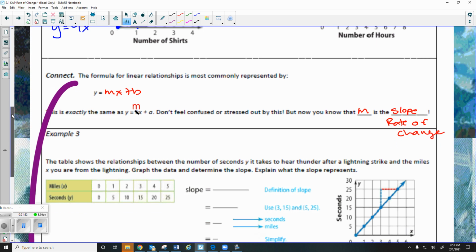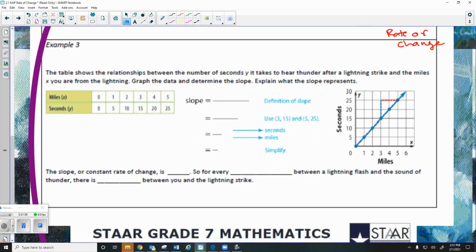Okay, and lastly, we can put this into real world context. It's not just numbers on a graph. There's real world situations. Okay, let's read. The table shows the relationship between the number of seconds it takes to hear thunder after a lightning strike and the miles you are from the lightning. Graph the data and determine the slope.